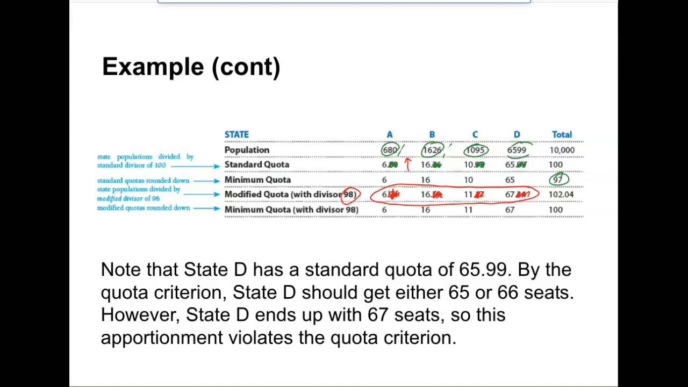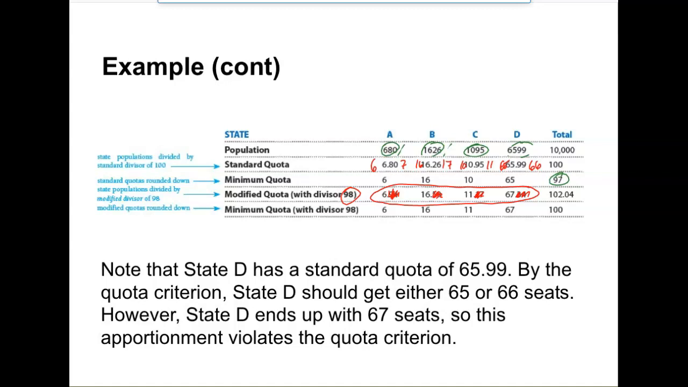Now the quota criterion says if we look at the original standard quotas, then the number of seats each state should get should be the whole numbers that surround that decimal, meaning A should only get 6 or 7. B should get 16 or 17 seats. C should get either 10 or 11, and D should get 65 or 66 by the quota criterion. Does that make sense? It should either be the next lowest number or the next number rounded up.